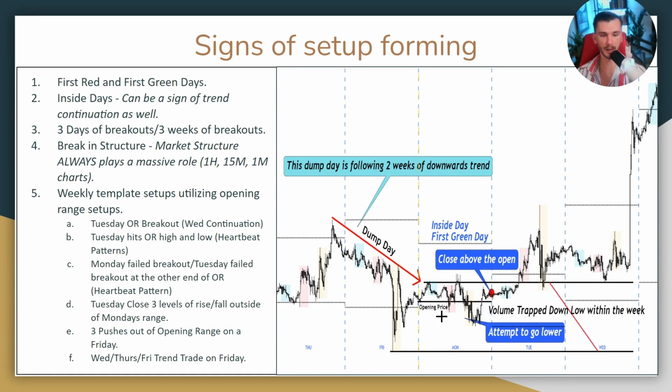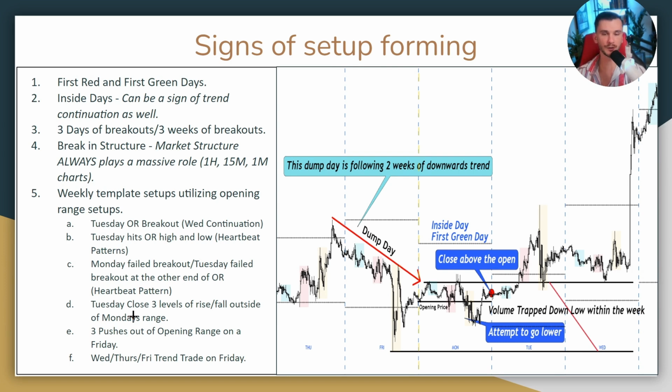Again, giving you a heartbeat sort of pattern: sideways move, spike low, spike high, consolidation in the middle, vertical move. 3 pushes outside of the opening range, or 3 levels of rise outside of Monday's range, either to the upside or 3 levels of fall to the downside. And usually those 3 levels of rise or fall outside of the opening range setups are going to be the most important after 2 to 3 weeks in one direction.